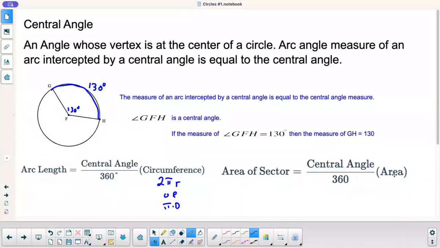Same idea with area. Central angle divided by 360 times your area. Now, if you don't remember the formula for area, it is pi times radius squared. That's your area formula. So you're going to need to know those.